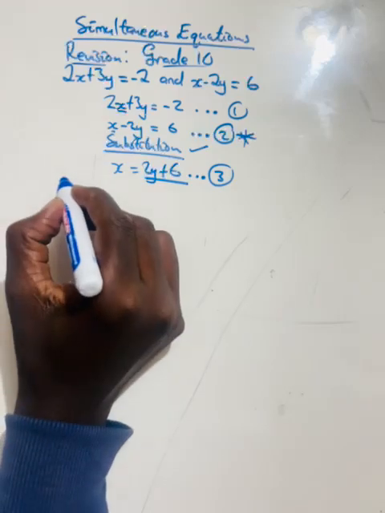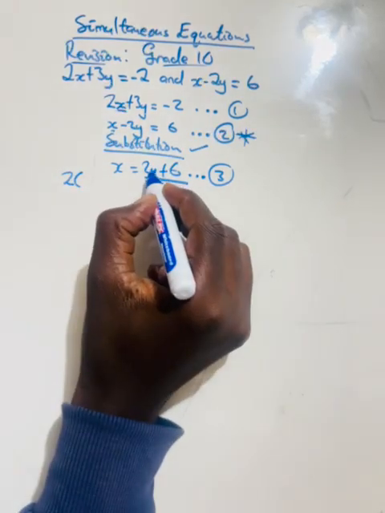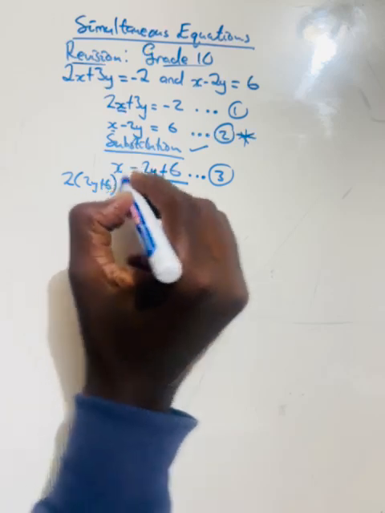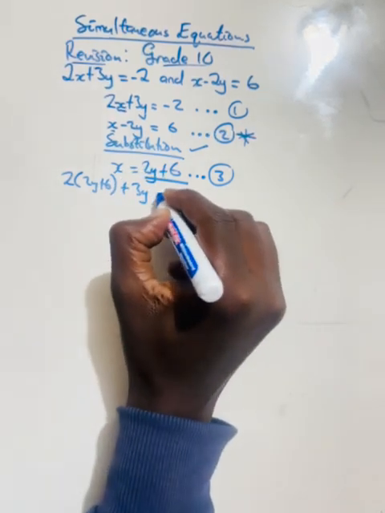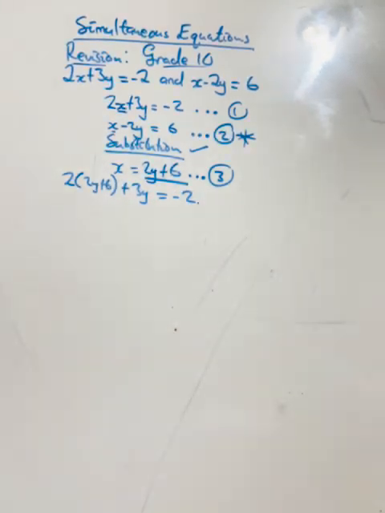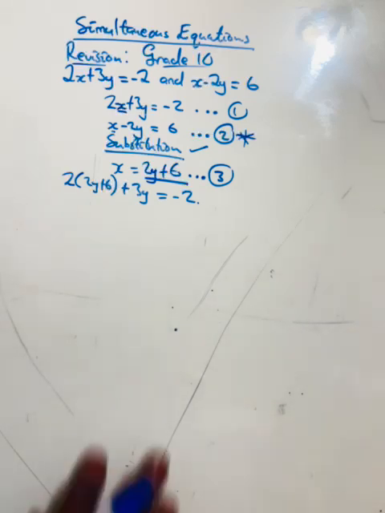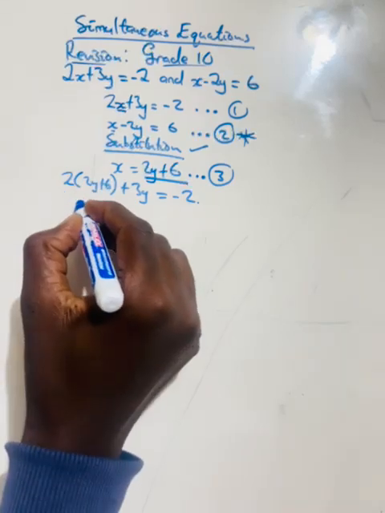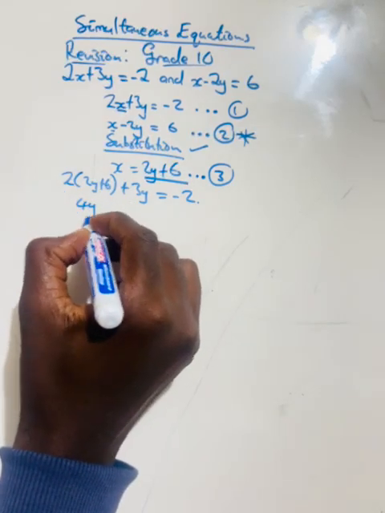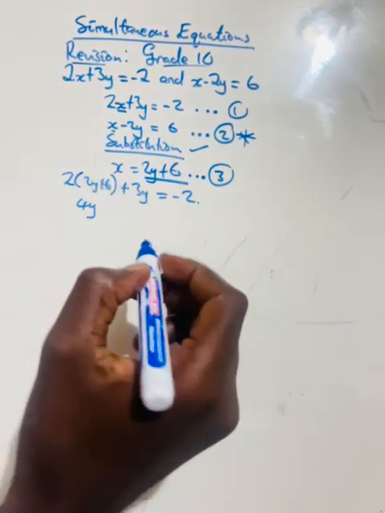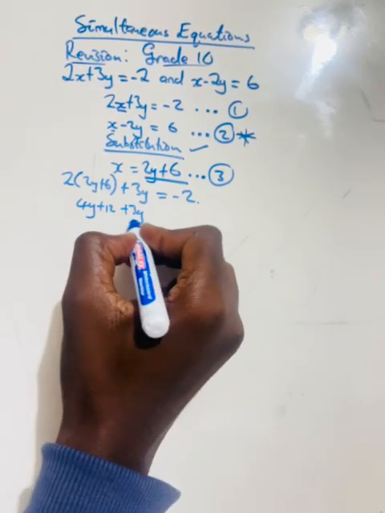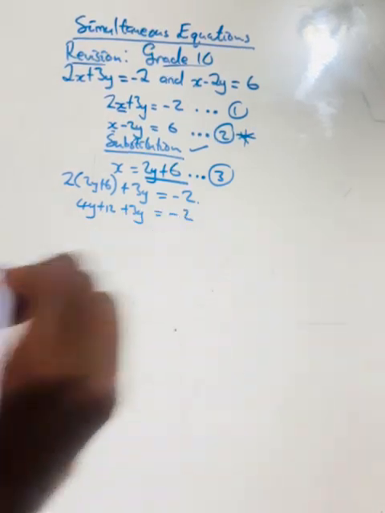So now I come and I say 2, open bracket, the x is 2y plus 6, close bracket, plus 3y is equal to negative 2. Now I say 2 multiplied by 2 gives me 4. The y comes down as well. 2 multiplied by 6 gives me a positive 12. Then we've got plus 3y is equal to negative 2.